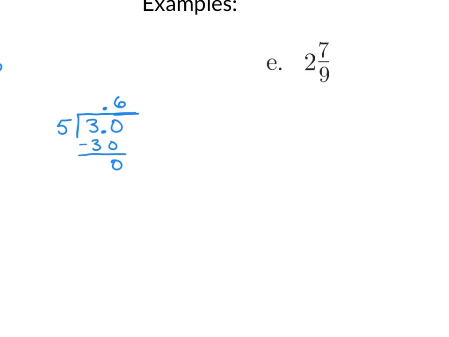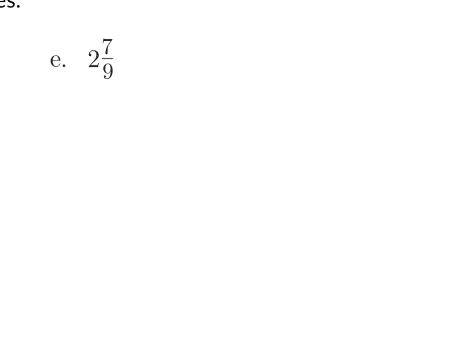All right, let's look at one more. Let's look at 2 7/9. So I'm going to go ahead and just work with 7/9, and then I'll tack on my whole number in the end. So I'm going to divide 7 by 9. I add a decimal point, I add a 0. 9 goes into 70 7 times. We get 7 times 9 is 63. Subtract, we get 7.